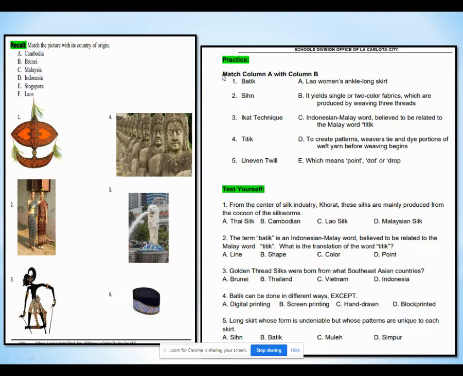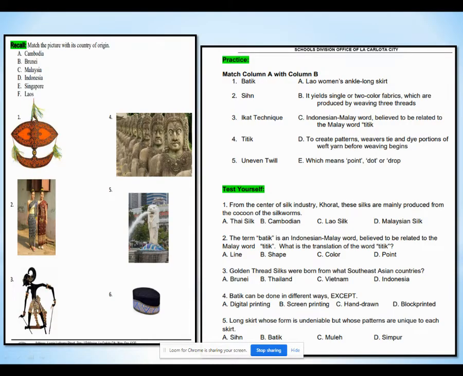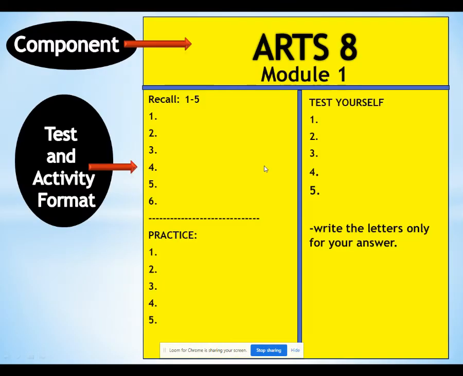What we will answer in arts is just 3, the recall. So this is your recall. You have your choices here. And then for practice, we have match column A with B. Then test yourself. And this is how you will do it. Recall 1 to 5, practice, then test yourself. Again, write your answers, the corresponding correct letter of your answer. So recall 1 to 5, just write the letter as well. For practice, letters also, and test yourself or assessment, it's also letters.